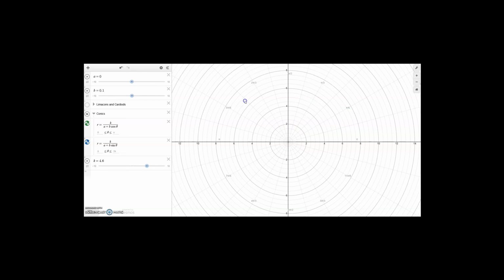And of course, you cannot have b and a equal to 0, which makes sense because then there's just no denominator. Denominator equals 0. You can't do that.